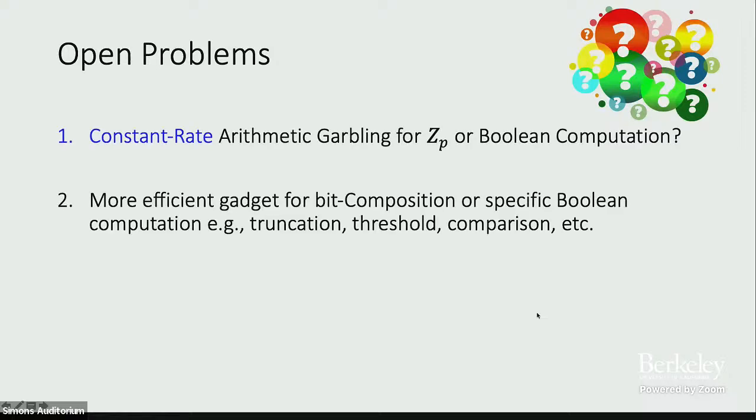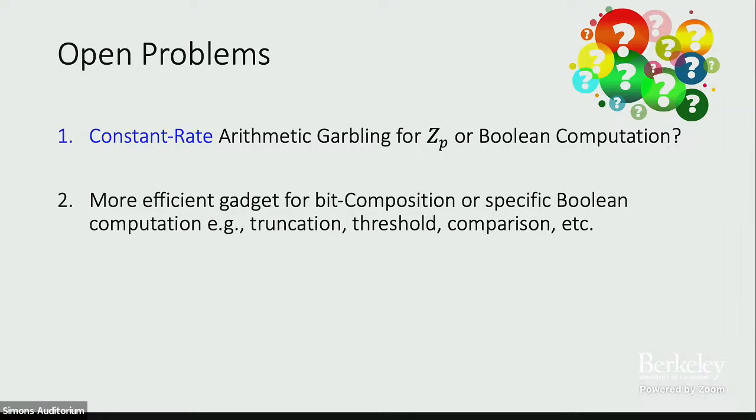One is, now that we can do constant rate arithmetic garbling in a way that is somewhat concretely efficient. I'm not really claiming concrete efficiency, but there is a ray of hope. But compared to IO and compared to FHE and ABE schemes, I believe that. And that I'm very confident.